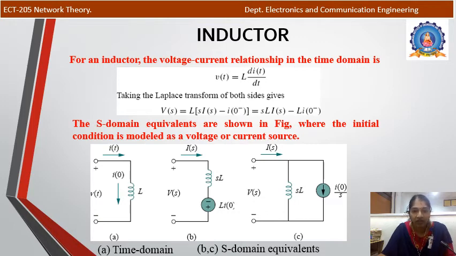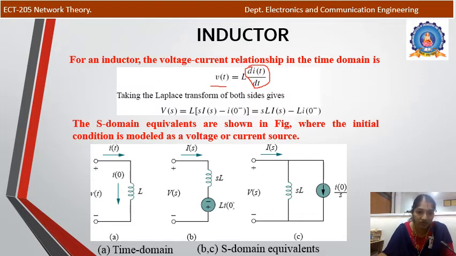So here we have an equation V of t is equal to L into di of t by dt. When we take the Laplace transform, V of s is equal to L into the Laplace transform of di of t by dt. It will be s into I of s minus I of 0, where I of 0 minus is the initial condition, right? So that is equal to sL into I of s minus L into I of 0. So this is the S domain equation. From this equation we can draw the S domain equivalent.